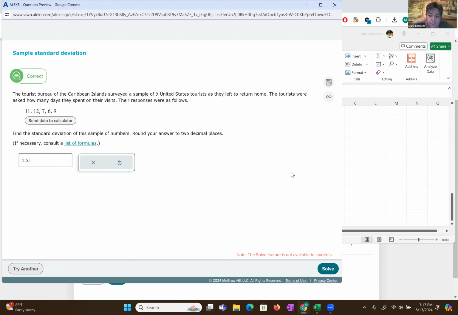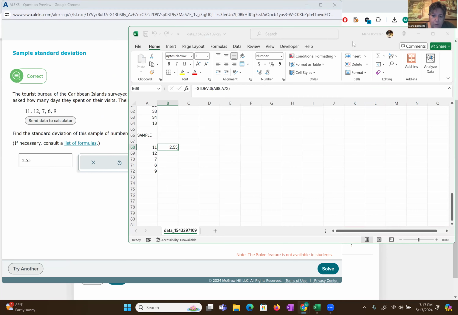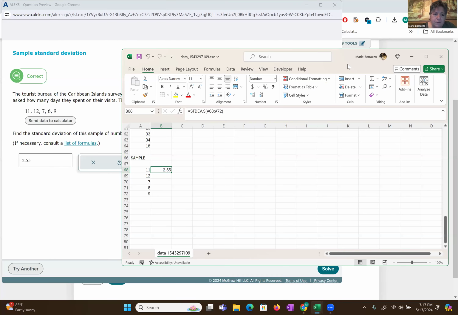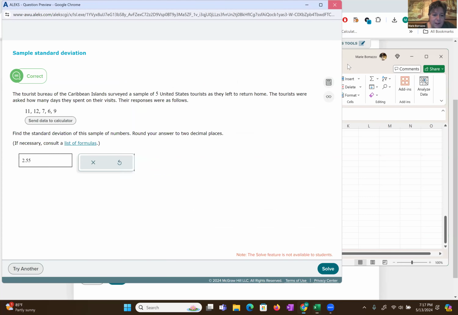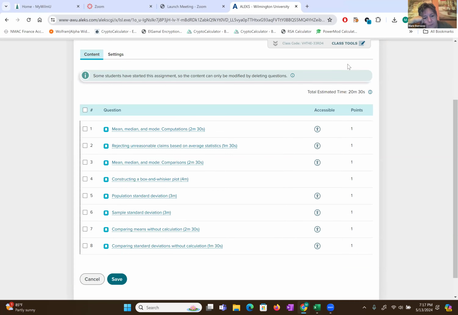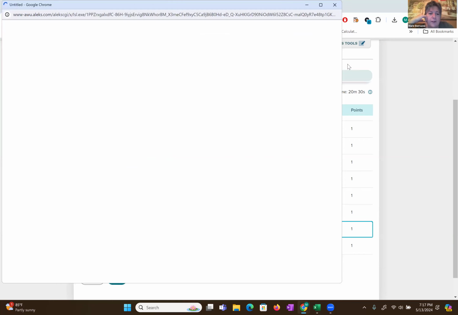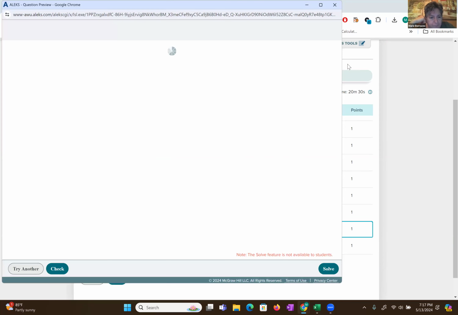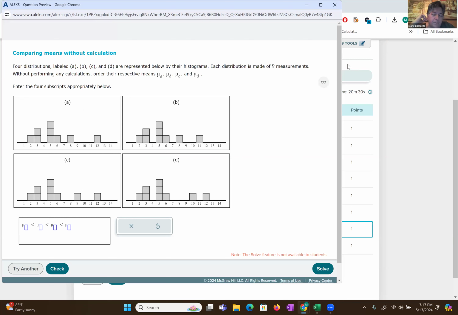So that should be pretty easy so far, I hope. I'm not going to do another one, unless you want me to. Let me kick out of here. Now this is the next one, comparing means without calculations. This is also easy. I know it says don't use anything, just figure it out.